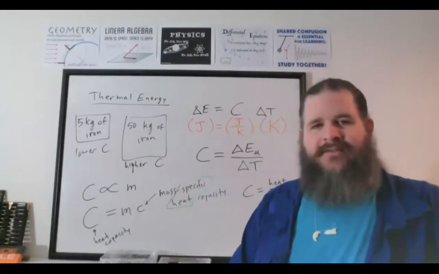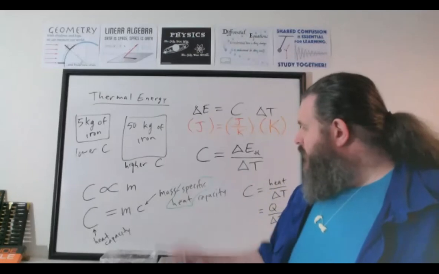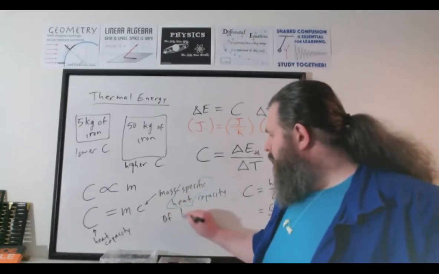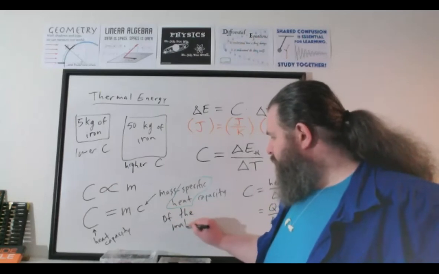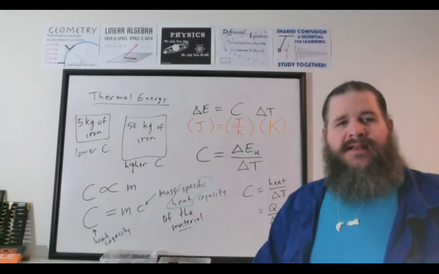Or what else could be different about them? Yeah, they could be different types of material, different substances. So the mass specific heat capacity is a property of the material. And typically you can look that up on a data table.